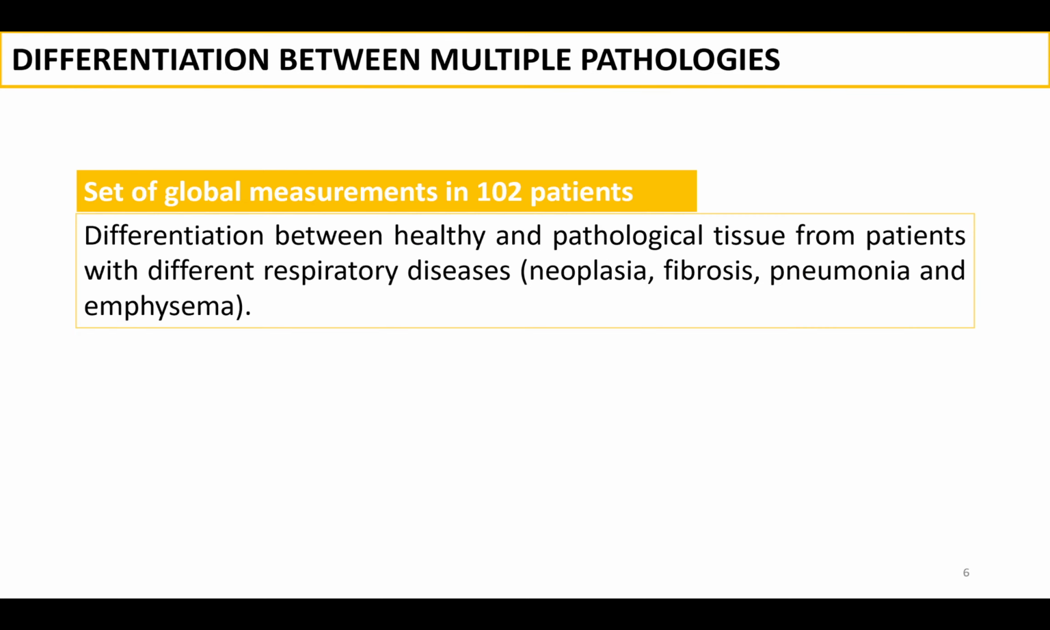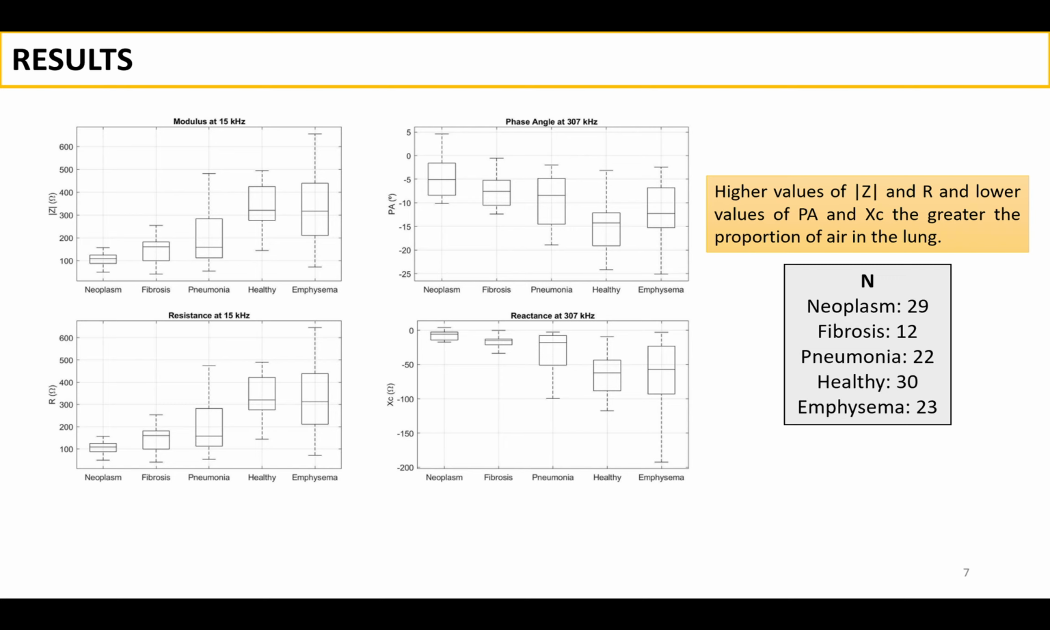The objective of the study is to differentiate between healthy and pathological tissue from patients with different respiratory diseases: neoplasia, fibrosis, pneumonia, and emphysema. To differentiate between lung tissues, the most discriminative frequencies were 15 and 307 kHz. With the box plot, we can see that the impedance modulus and resistance are higher the higher the air content in that tissue, such as emphysema, characterized by tissue destruction. On the contrary, phase angle and reactance are higher the lower the air content, as for example in neoplasms, characterized by uncontrolled cell growth.